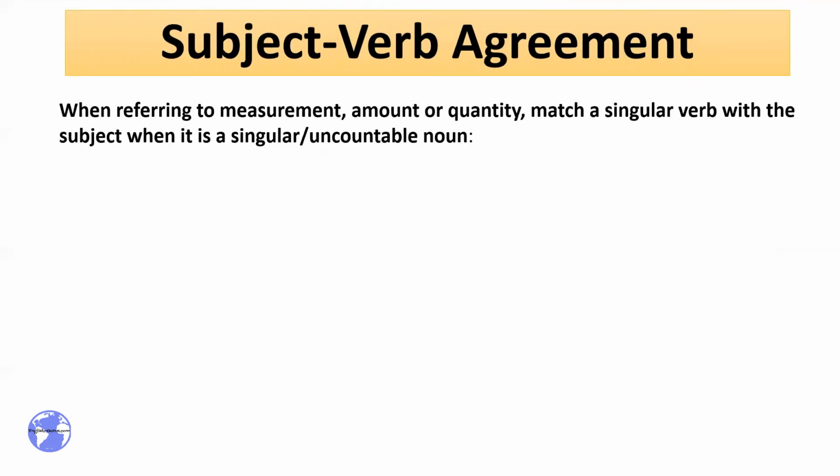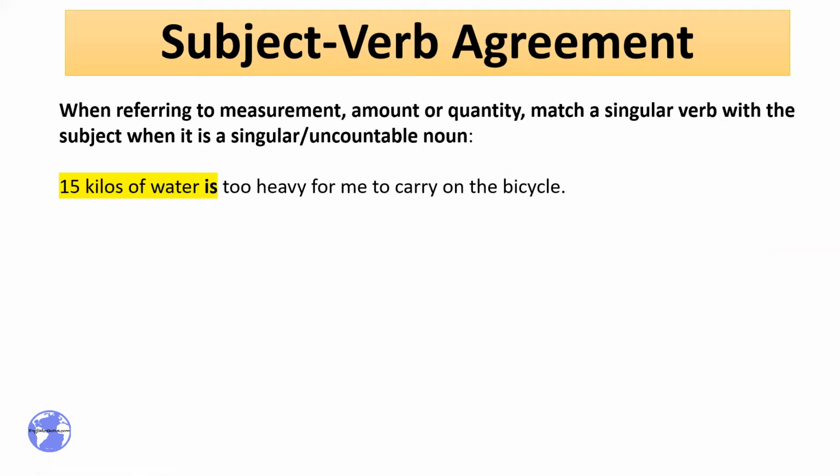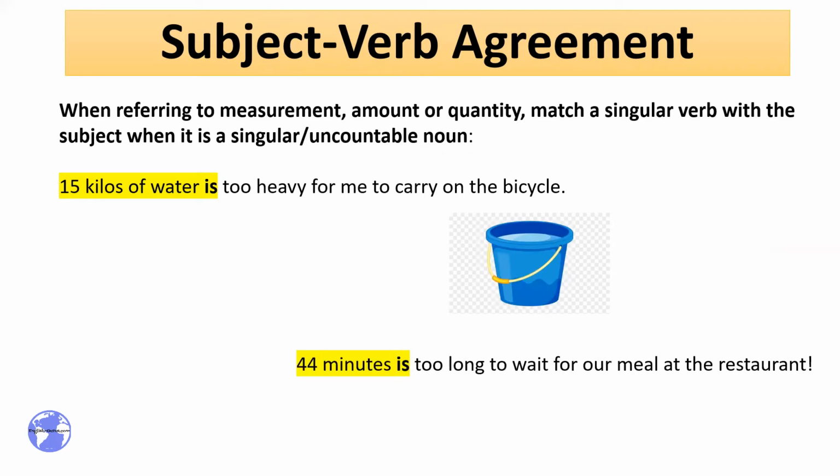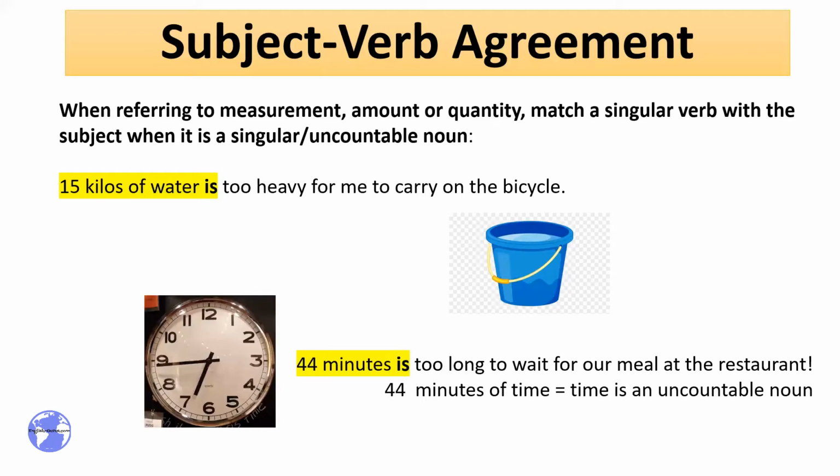When referring to measurement, amount, or quantity, match a singular verb with the subject when it is a singular or uncountable noun. 15 kilos of water is too heavy for me to carry on the bicycle. 44 minutes is too long to wait for our meal at the restaurant. Here, 44 minutes of time is considered an uncountable singular noun.